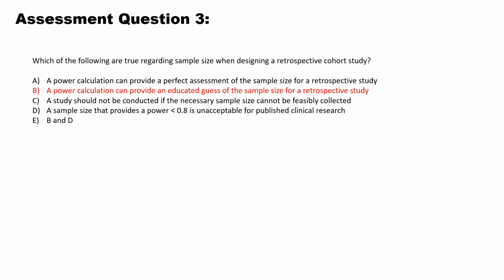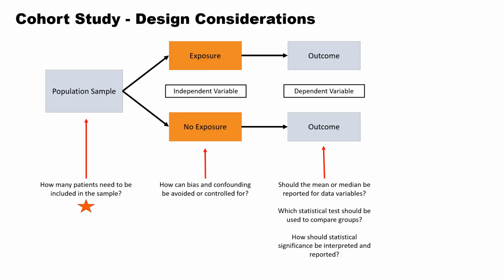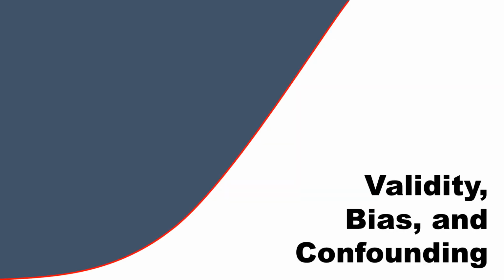The answer is B, a power calculation can provide an educated guess of the sample size for a retrospective study. So that brings us to the conclusion of part one, which was a discussion of how many patients need to be included in the sample. And now we're going to move forward to a discussion of internal and external validity and bias and confounding.